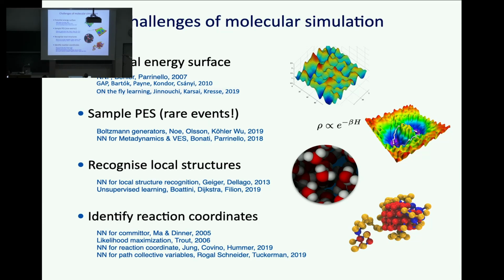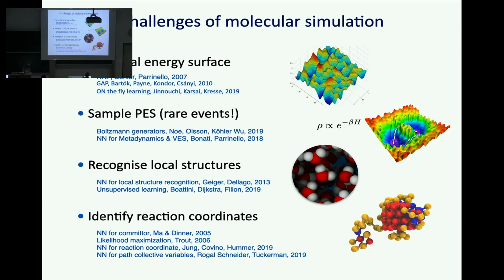And I would say that if we want to separate these points here into successes and promises, I would count the encoding of potential energy surfaces and the classification of local structures as successes, and the identification of reaction coordinates, combined perhaps with the sampling of configurations, but also of trajectories, these are really promises, and we are actually trying to work in this direction.